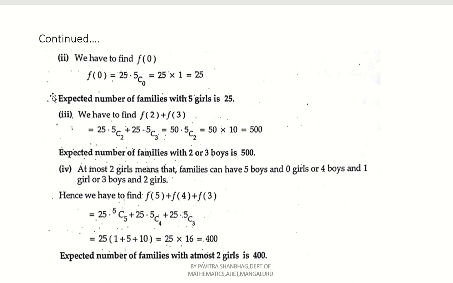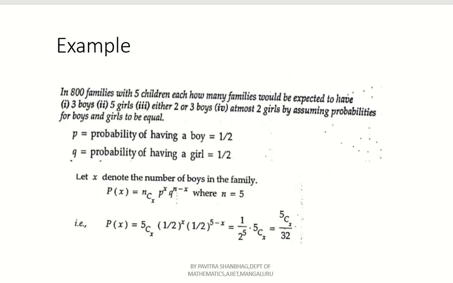Now what we will get? Expected number of families with 5 girls is 25. Next, what they asked? Third, either 2 or 3 boys. That means P of 2 plus P of 3. Or means sum, and means multiplication. So we are finding P of 2 plus P of 3.